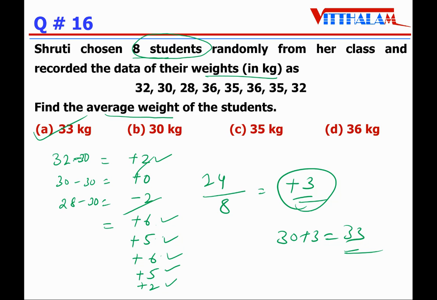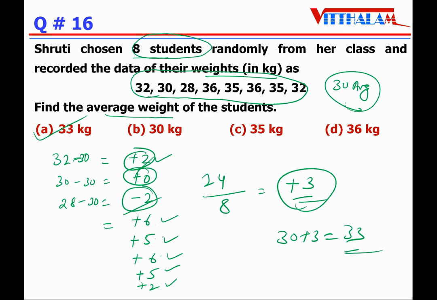If you total it, 264 divided by 8 will come 33 only. But this is the best way to do the calculations faster. What I have done: first I saw the data. The data is in and around 30 only, so I assumed 30 as the average initially. Then each data, how much plus or minus? Plus 2, 0, minus 2, plus 6, plus 5, plus 6, plus 5, and plus 2. I totaled it, so it is 24. 24 divided by 8 is plus 3. That means I have to add this to what I assumed. So 30 plus 3 is the average weight.